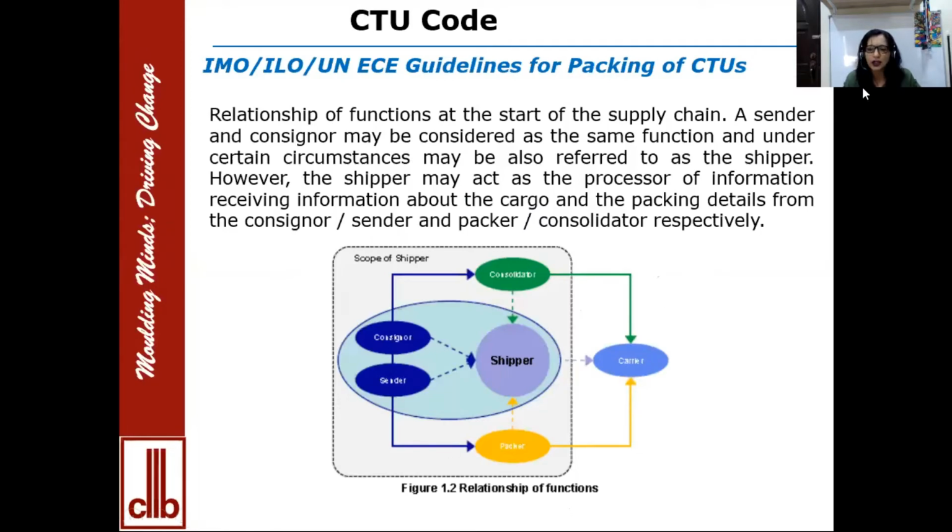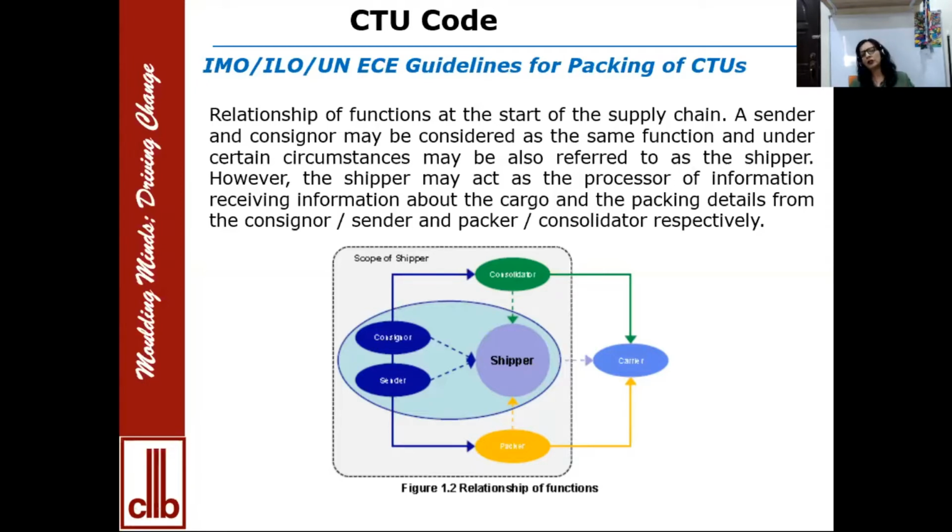What they're actually trying to identify here is the relationship of function at the start of the supply chain. A sender and a consigner may be considered as the same function under certain circumstances, and may also be referred to as the shipper. However, the shipper may act as the processor of information, receiving information about the cargo and packing details from the consigner, who is the sender or the packer or the consolidator respectively. So this is the kind of English they are using.